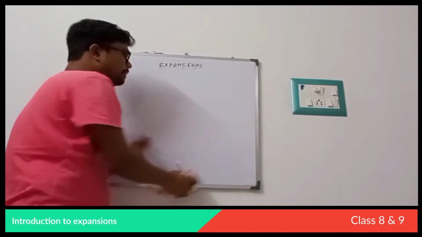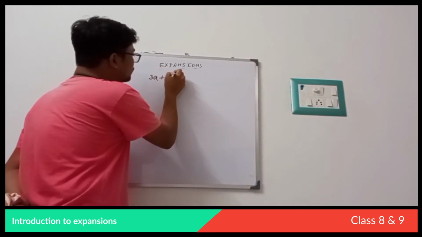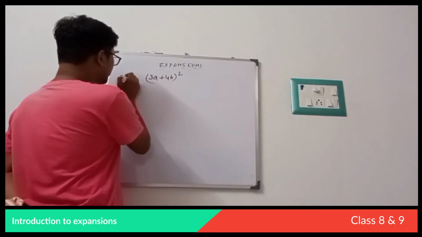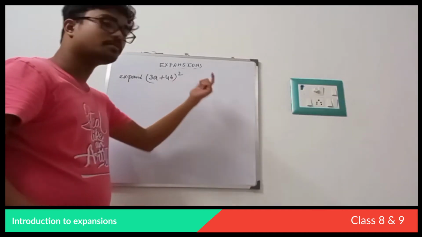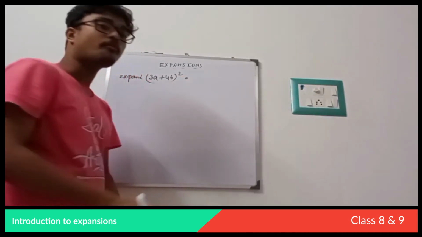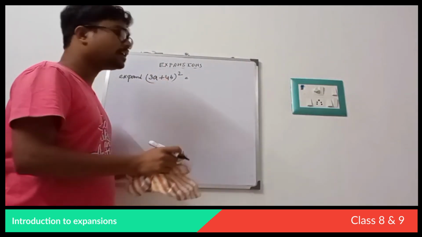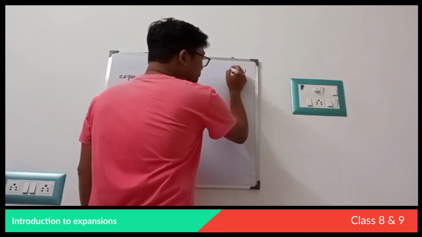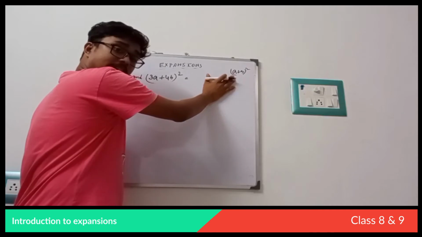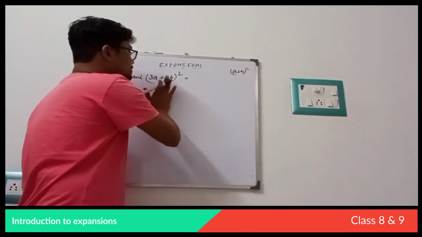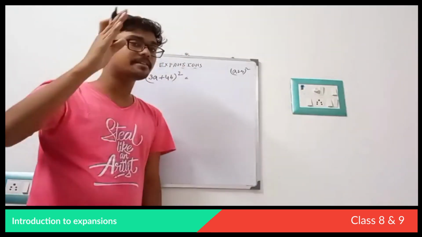First is very easy. If I say expand this one, 3a plus 4b whole square, expand. This is a type 1 problem. What we will do? First, we have to match everything with our 7 formulas. It looks like a plus b whole square. Here a is replaced by 3a and b is replaced by 4b. So, what is the formula of a plus b whole square? A square plus 2ab plus b square.